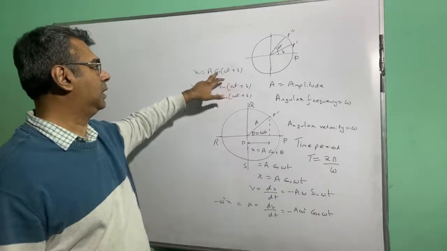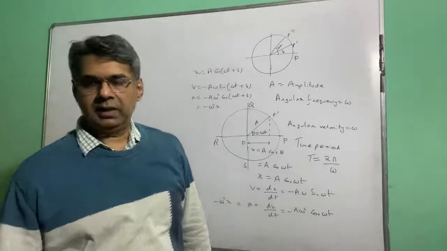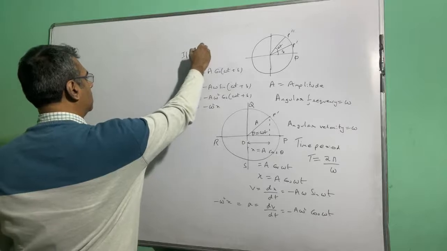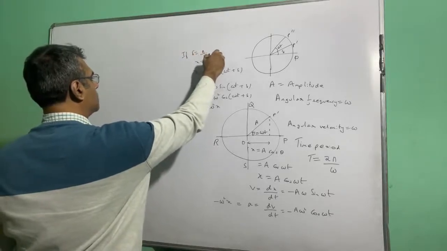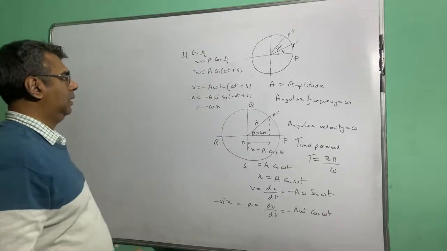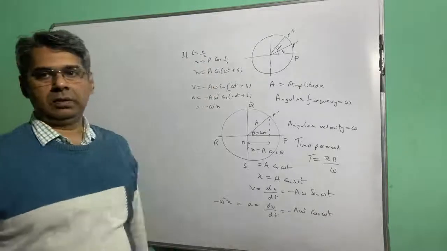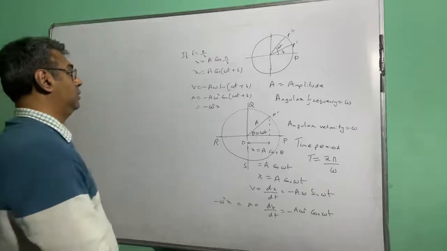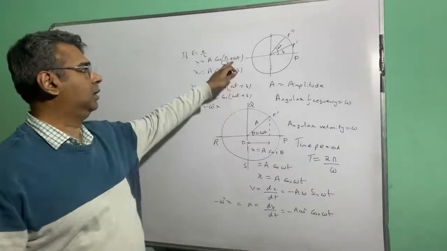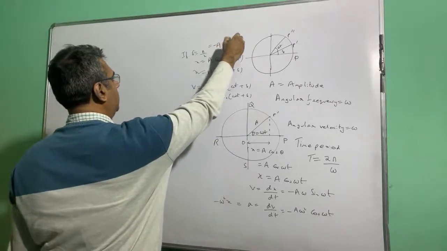So if you put delta is pi by 2, it will become A cos(omega t plus pi by 2). All of you know that cos any angle plus 90 is minus sine. What is cos 90 plus theta? Minus sin theta. So this will become minus A sin omega t.